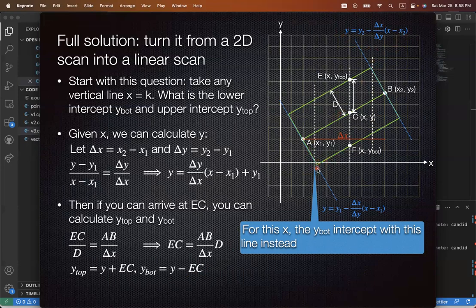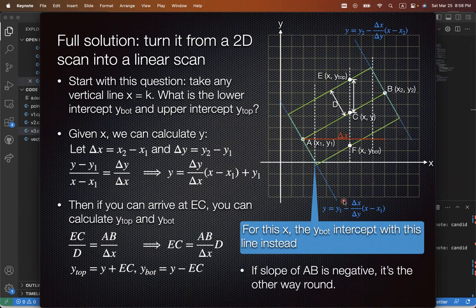And these two formulas will give you another possible lower bound. And basically for the lower bound, you take the maximum of the Y bottom formula as well as what this formula gives you. And then for the upper bound, you take the minimum of this Y top formula as well as what this line formula gives you. And also don't forget, this is the case when the slope of AB is positive. But when the slope of AB is negative, then you have to flip this the other way around. So think about how that's different when the slope of AB is negative, and then adjust the formula accordingly.